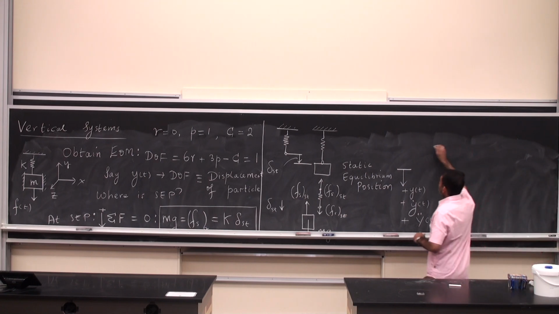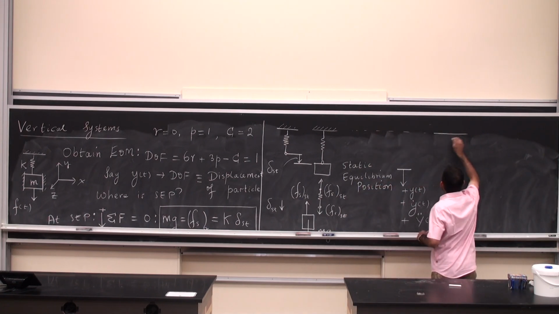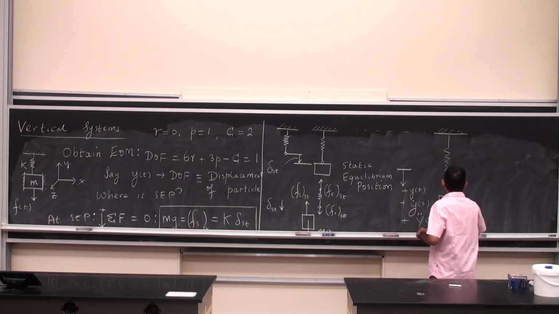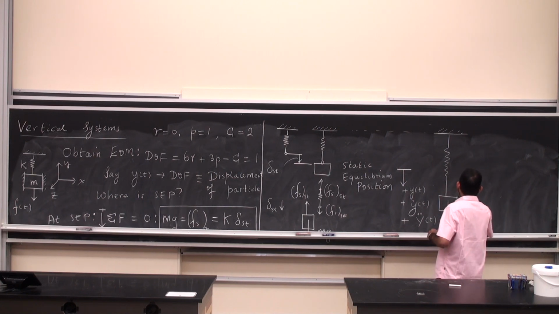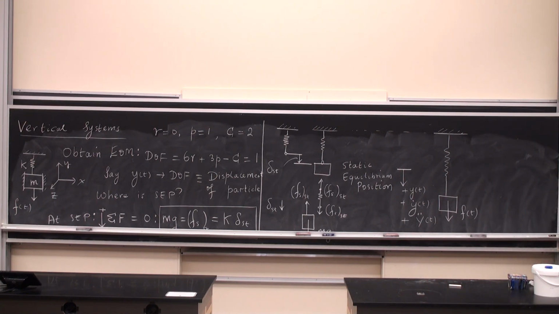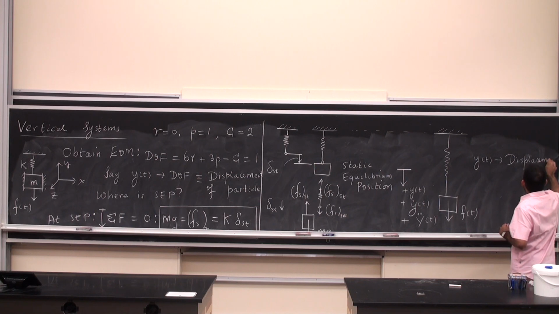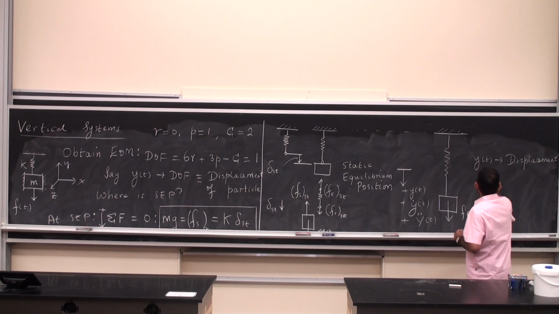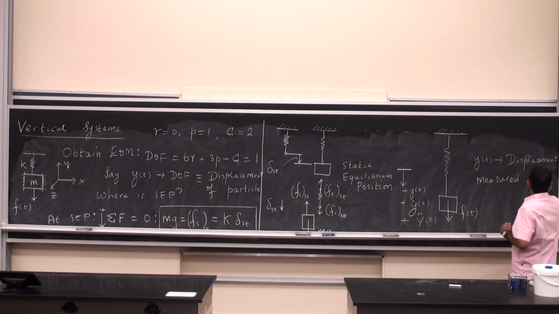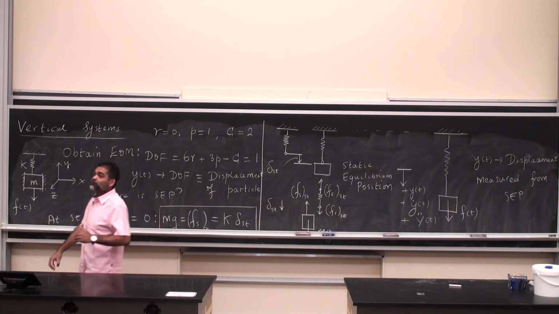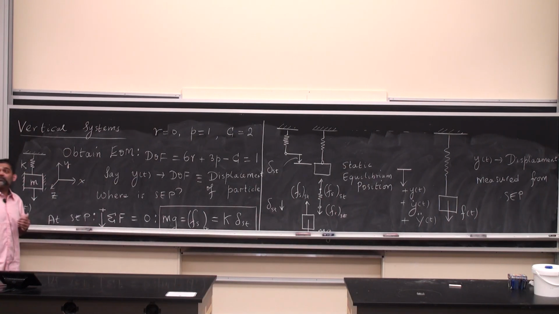Then I draw the figure, with the force F of t applied to the mass, and so the displacement of the mass from the SEP is y of t. Okay, so I want to write it here. y of t is displacement measured from SEP, which makes it an absolute quantity. This is the reason why we want to decide where the SEP is.